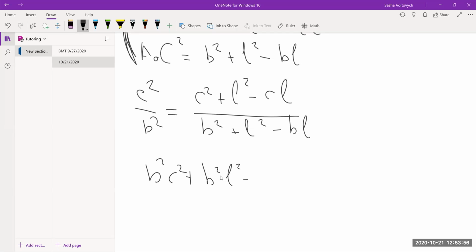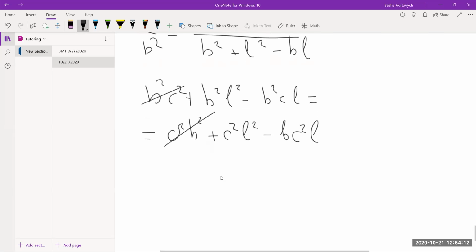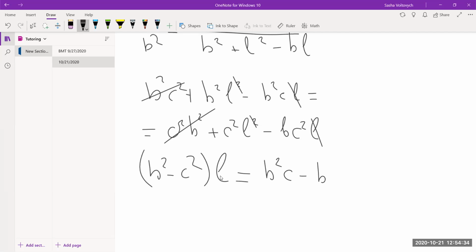B squared L squared minus B squared CL is equal to C squared B squared plus C squared L squared minus BC squared L. So then these two cancel out and then we can divide by L. And let's put everything containing L on one side and everything not containing L on the other side. So B squared minus C squared times L is equal to B squared C minus BC squared.